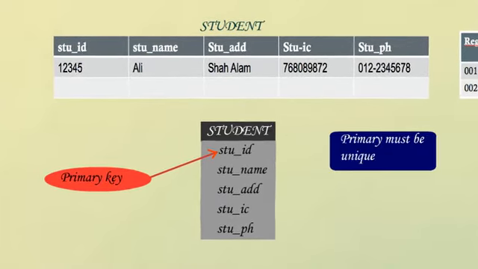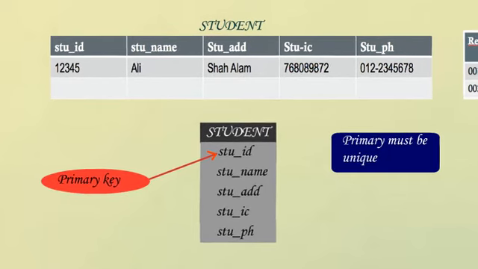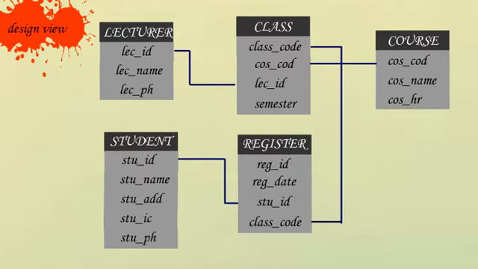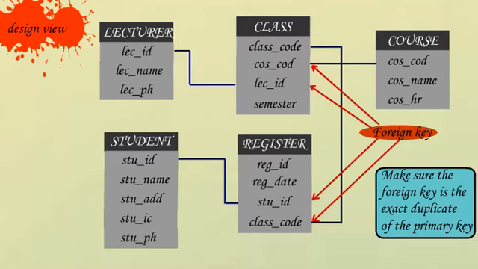Once all the entities have been established, next is to link all the tables according to the entity relationship diagram. To ensure all tables link properly, make sure the foreign key in a table is the exact duplicate of the primary key for the table we are going to link. Only through correct links are we able to retrieve the information.